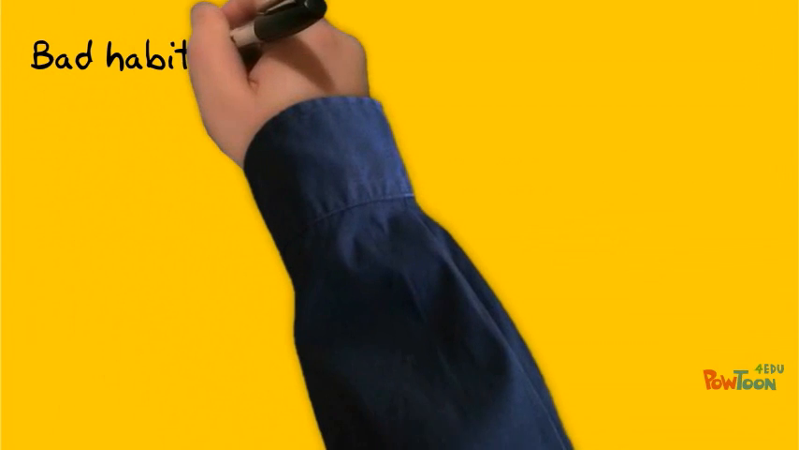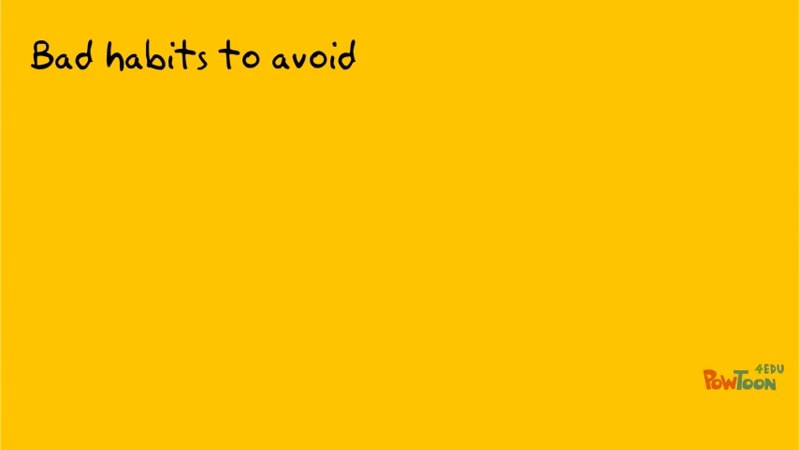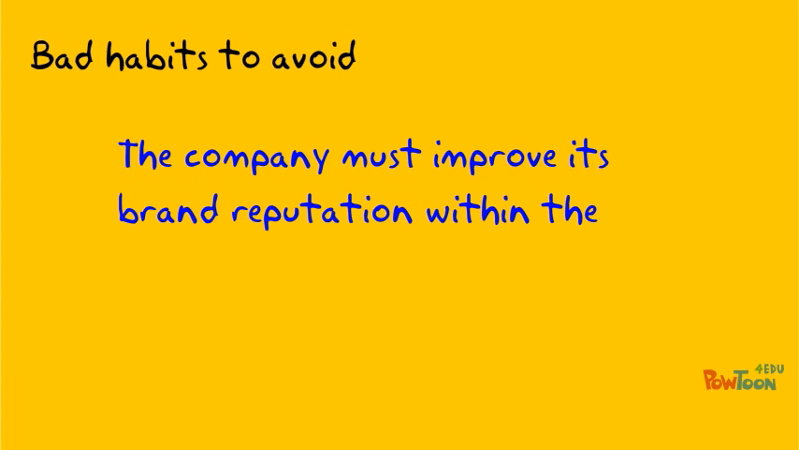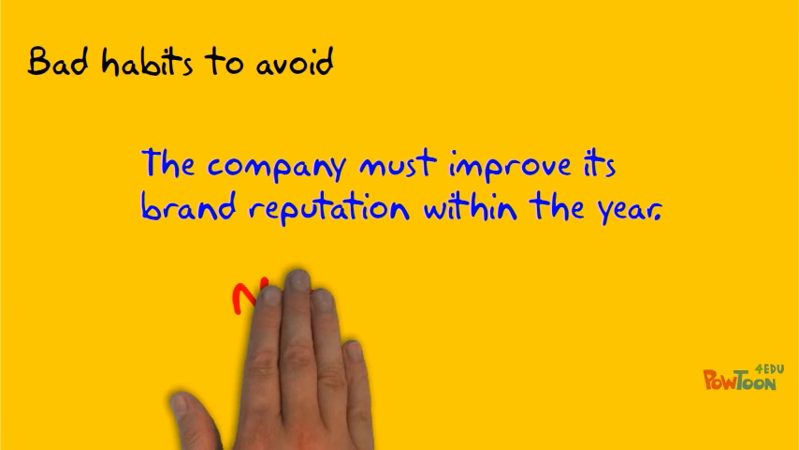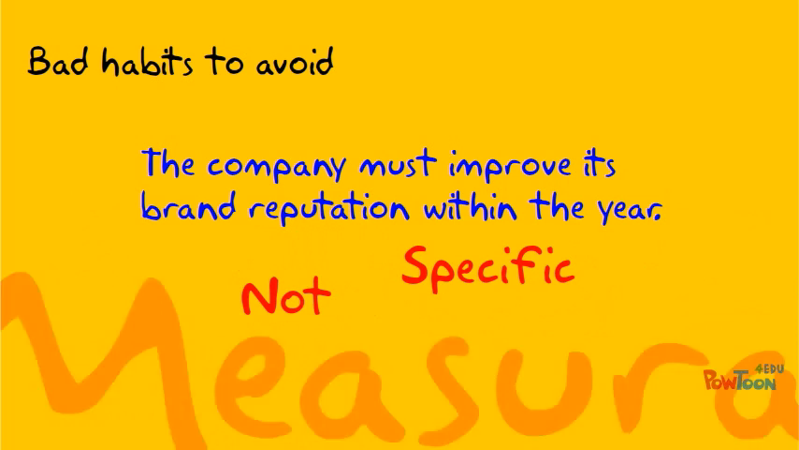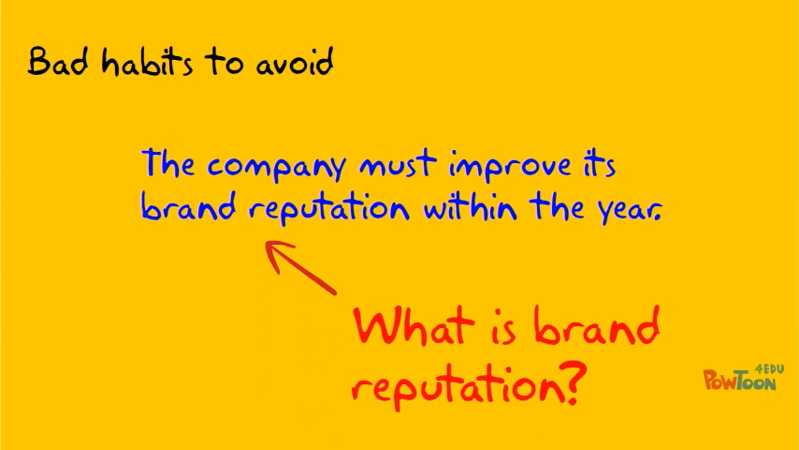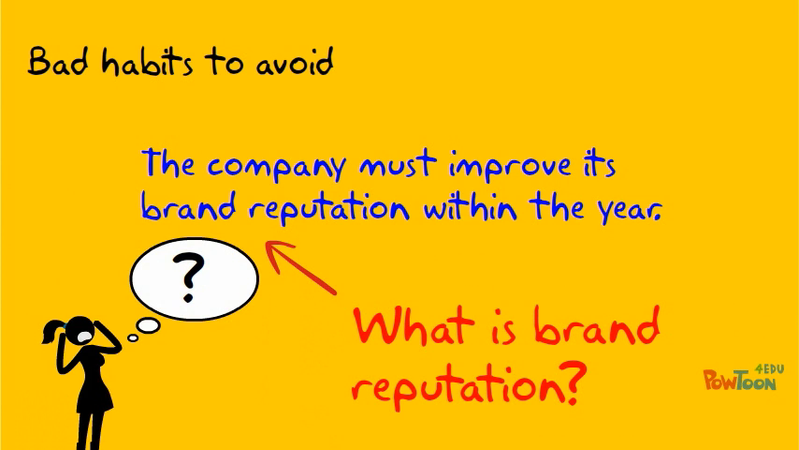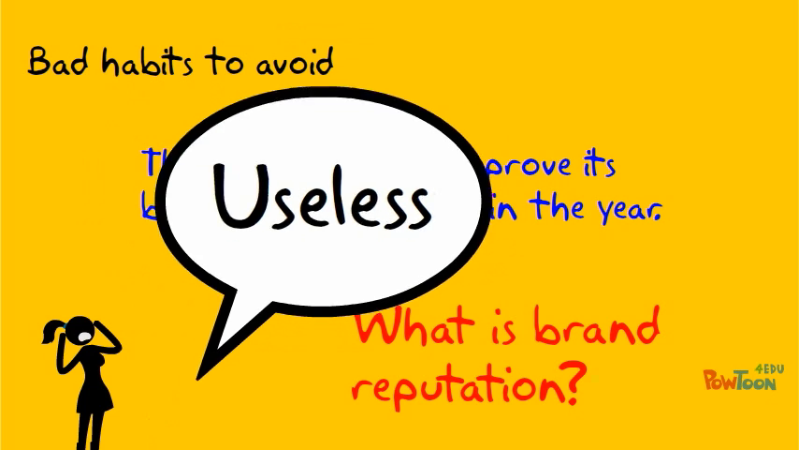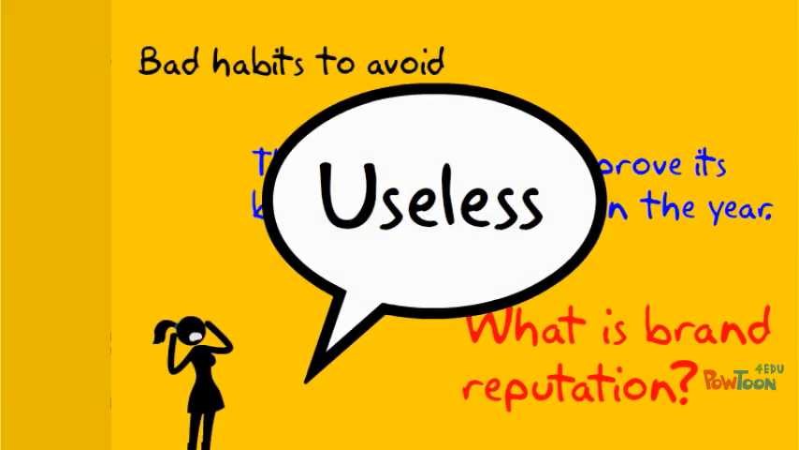Now let me give you an example of a bad decision criteria. Here we go. The company must improve its brand reputation within the year. Do you see what's wrong with that? It's not specific or measurable. I mean, what the heck is brand reputation? How do you measure it? How do you know when you've improved it enough to actually solve the critical issue? This decision criteria is useless.